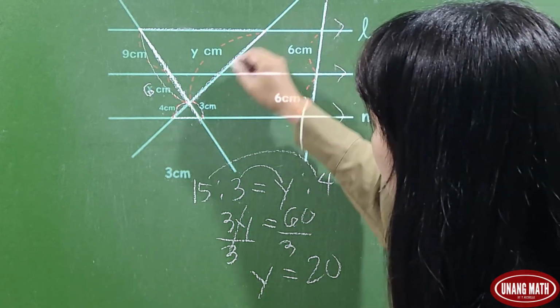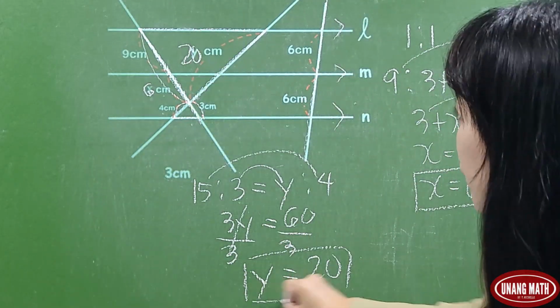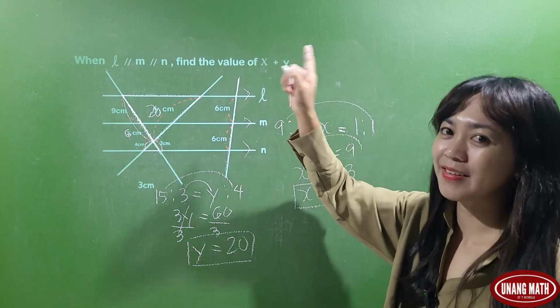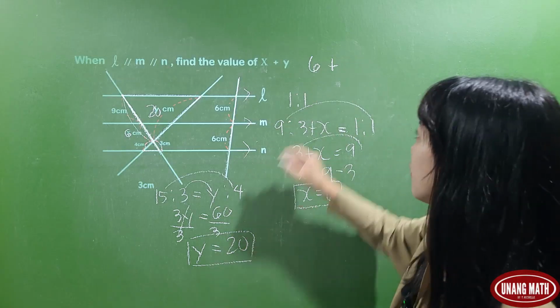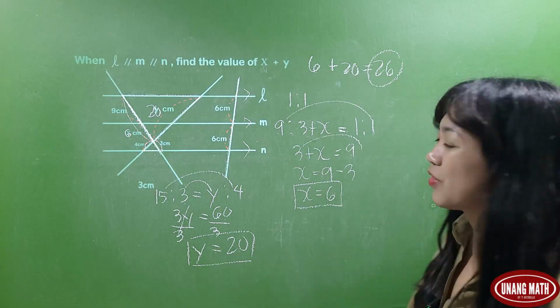So this segment measures 20 centimeters. The question is, we will find the value of X plus Y. So X is 6, Y is 20, then X plus Y is equal to 26.